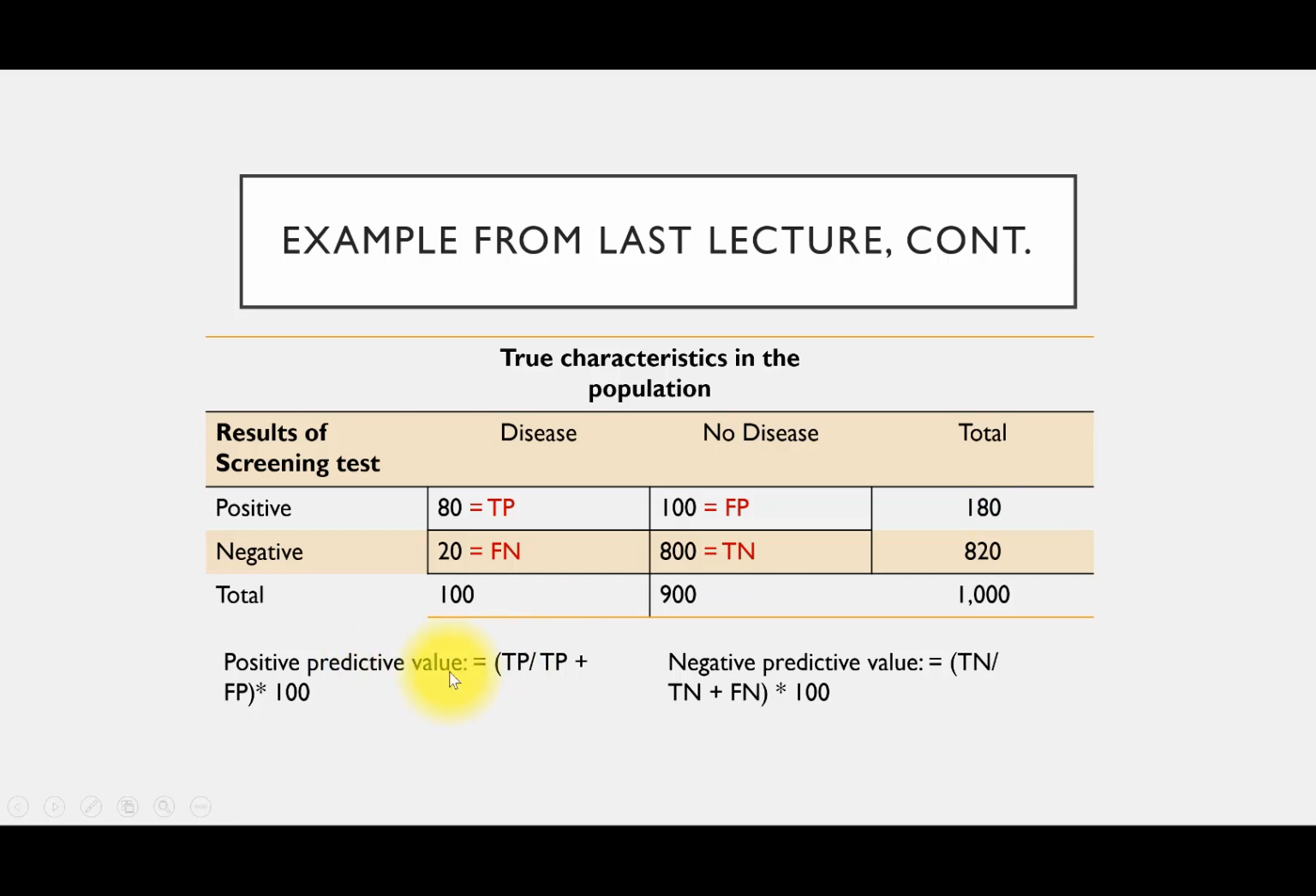So positive predictive value, right? Here we're talking about positive results essentially. That's why it's called positive predictive value. So it's going to be your true positives divided by your true positives again, plus the false positives, multiplied by 100%. Okay, and then the negative predictive value, you're going to be going across this way. So that's going to be your true negatives divided by true negatives plus false negatives, and again, multiplied by 100.